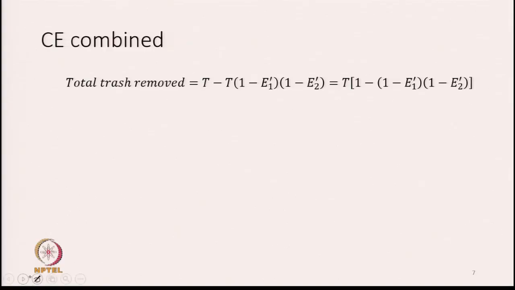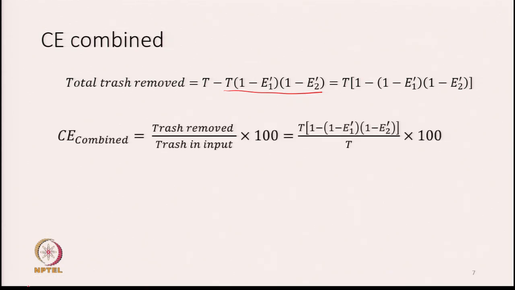So, we are following this procedure, that is how much trash has flown forward is this value, original trash is T. So, the difference between these two will give us how much trash has been actually removed. Once we have this value, next is the definition of cleaning efficiency, that is trash removed by trash in the input into 100. So, trash removed, if we take T common in the above equation, then we get this equation.